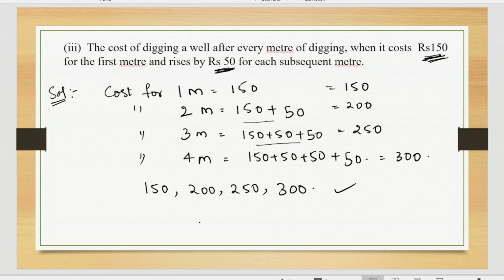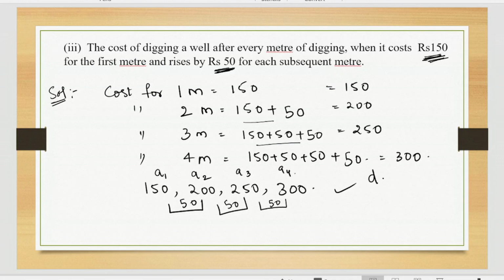Now see here, how do we say it is an AP? The common difference should be the same, right? Let us take this one: A1, A2, A3 and A4. So what is the common difference between A2 and A1? That is A2 minus A1, which is 50. Right? And what is the common difference between A3 and A2? It is A3 minus A2, which is also 50. And between A4 and A3, which is also 50.